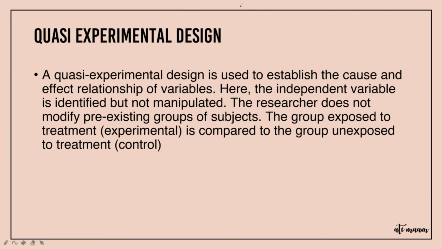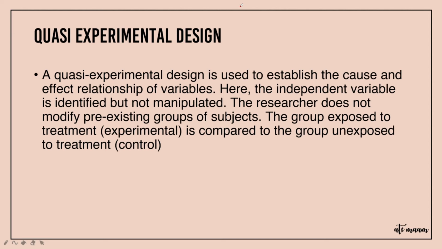Quasi-experimental design is used to establish the cause and effect relationships of variables. Here, the independent variable is identified but not manipulated. The researcher does not modify pre-existing groups of subjects. The group exposed to treatment, experimental, is compared to the group unexposed to treatment, which is the control group.